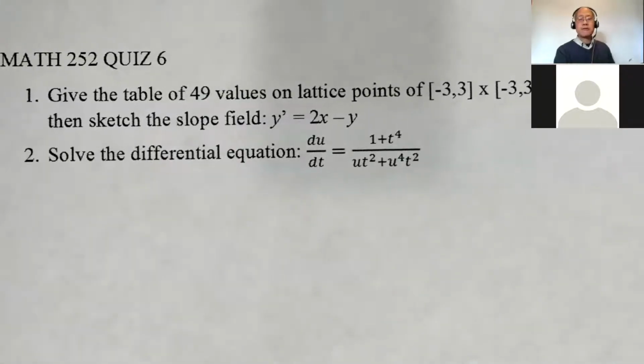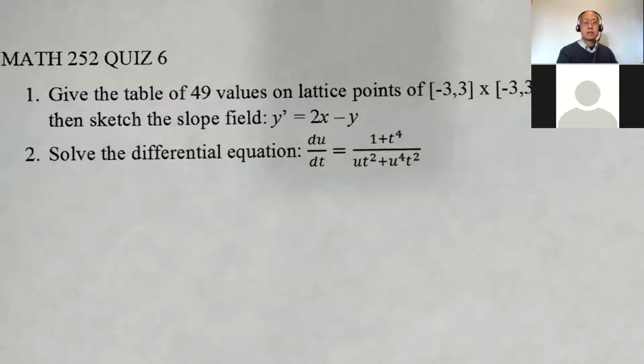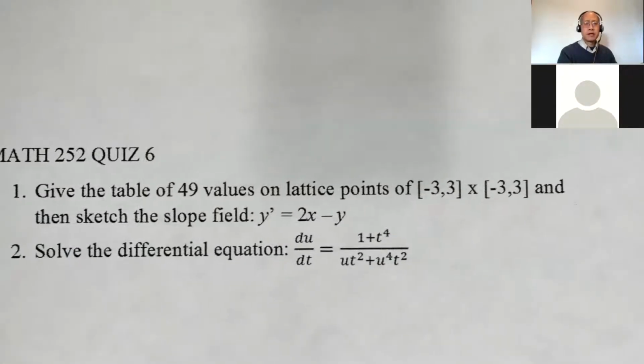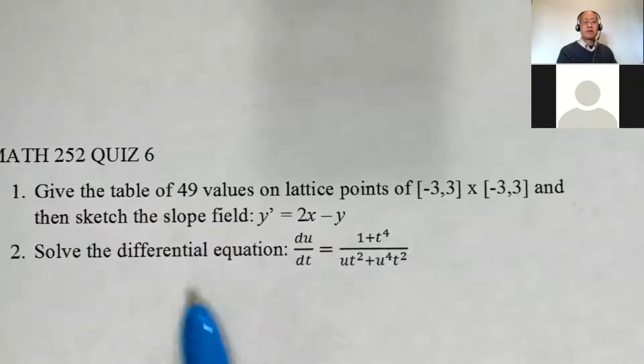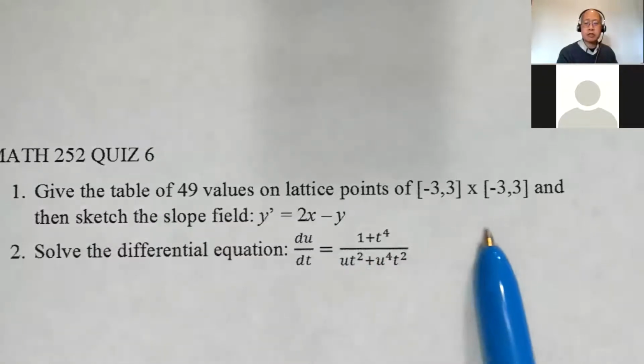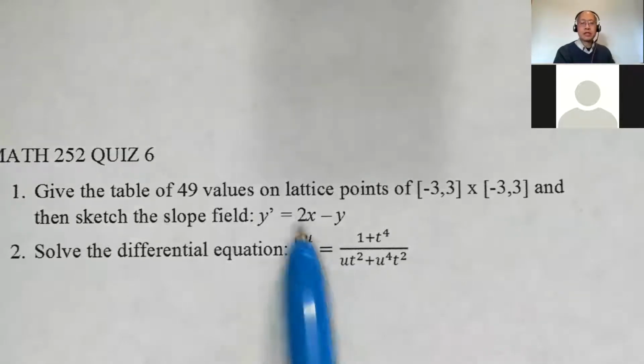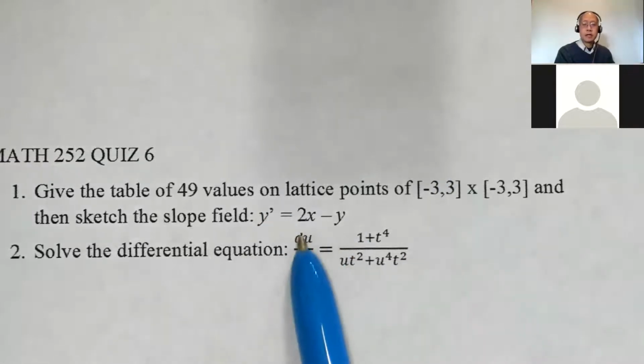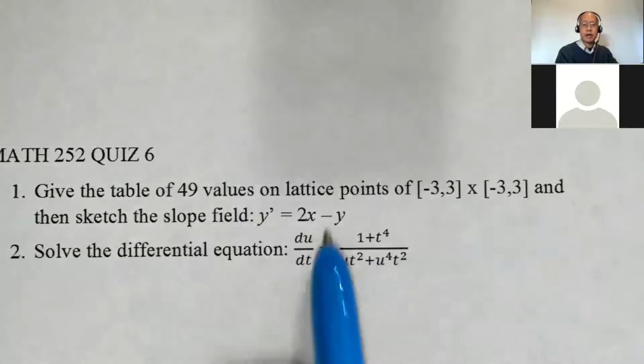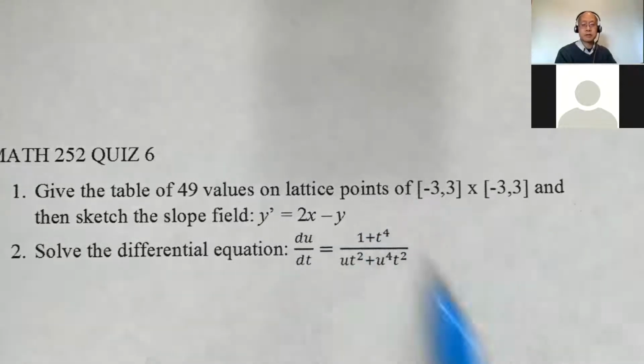Give the table of 49 values on the lattice points, -3 to 3 cross -3 to 3, and then sketch the slope field y prime equals 2x minus y. I expect to see that table from -3 to 3 for x, 3 to -3 for y. 3 is on the top, -3 is on the bottom. And then draw me the slope field. You don't have to sketch any solution curves if you don't want to. Just draw me the 49 points with their slopes associated with them.